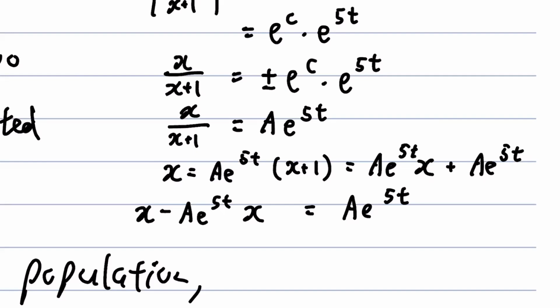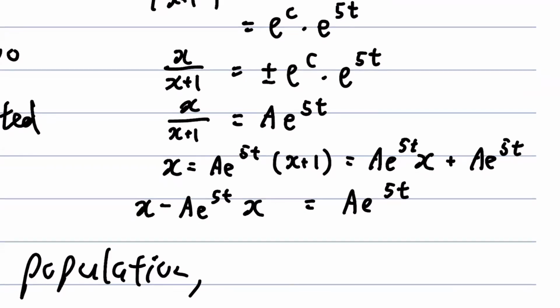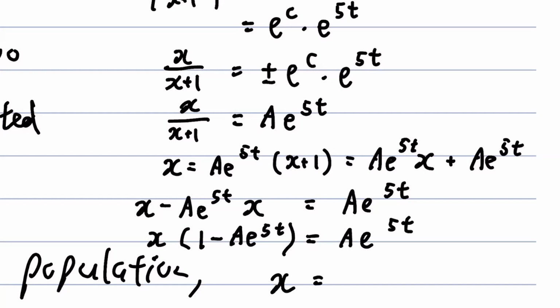How do you solve for x? I factorize out the x. Then you're left with what exactly? 1 minus a e power 5t equals a e power 5t. Solving for x, I bring over the 1 minus a e power 5t. You can't divide. Very good. So a e power 5t divided.